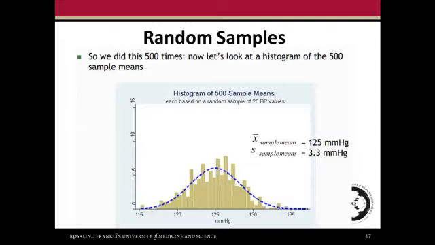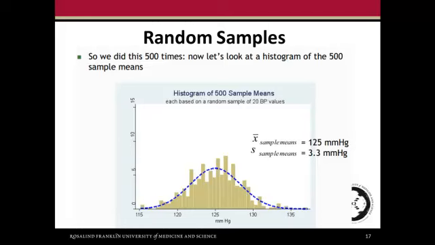Now this figure is showing the histogram of the 500 sample means. Of the samples that were taken, some of them had sample means that were just over 115. Some of the sample means were as high as 135, but there's a normal distribution here of sample means, and the mean of the sample means is 125 millimeters of mercury.